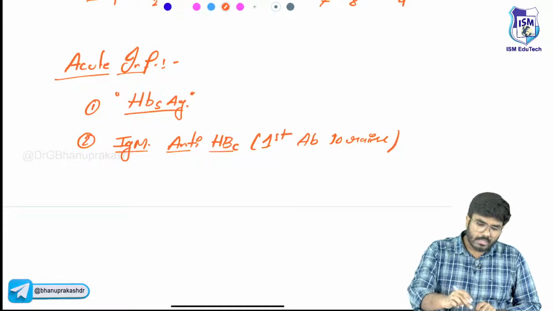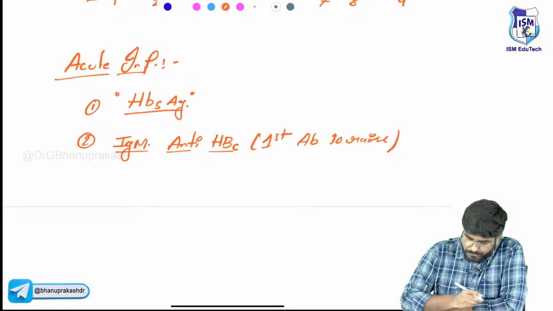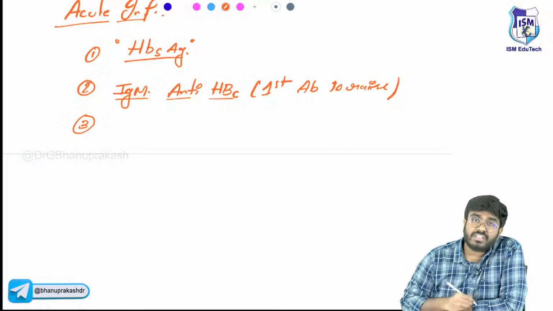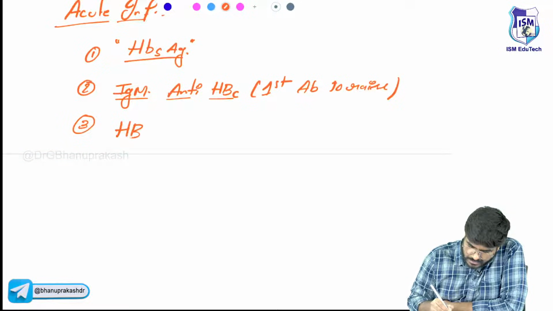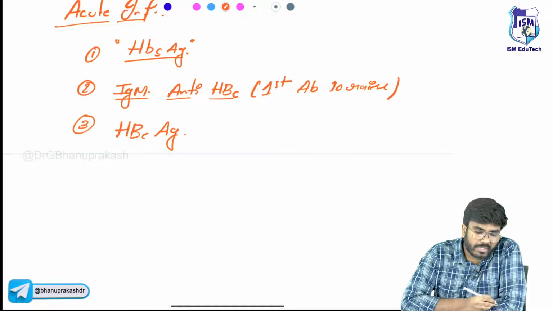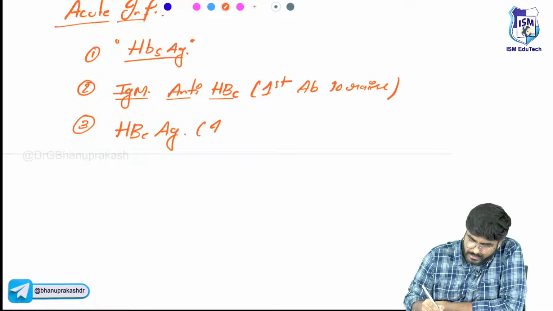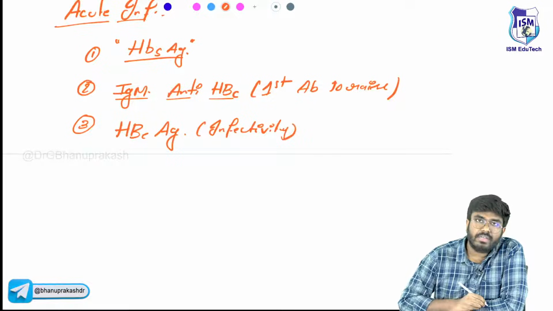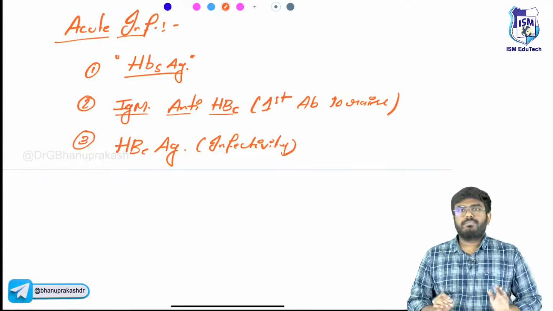First antibody to raise. So what else can be seen? The patient during acute infection can have hepatitis B E antigen. Hepatitis B E antigen indicates what? Infectivity. Okay, it indicates infectivity. So these three things are the same.